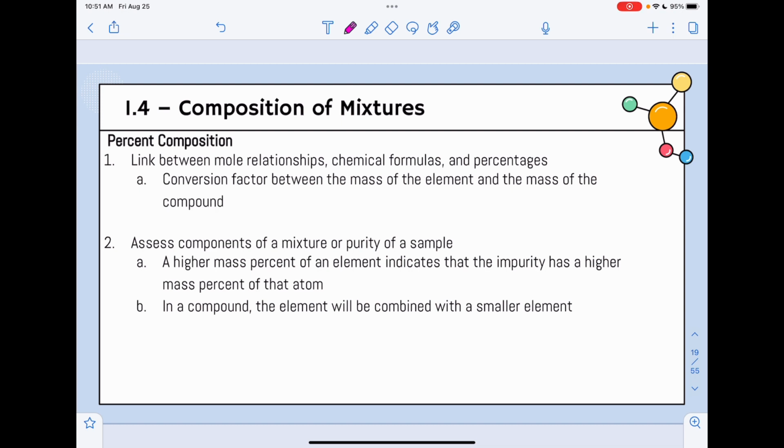We can also look at the composition of mixtures to assess the components of a mixture or the purity of a sample. So a higher mass percent of an element indicates that the impurity has a higher mass percent of that atom. So we can look at what the mass percent should be of a pure compound and then the mass percent of the actual compound. And if the percents aren't the same, then we know that there's some sort of impurity, and the difference in that percent can give us information.